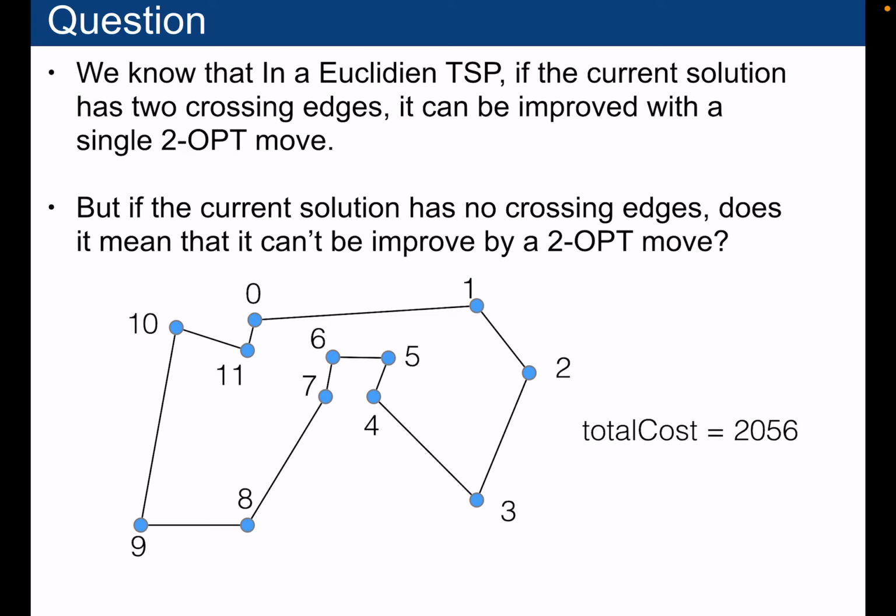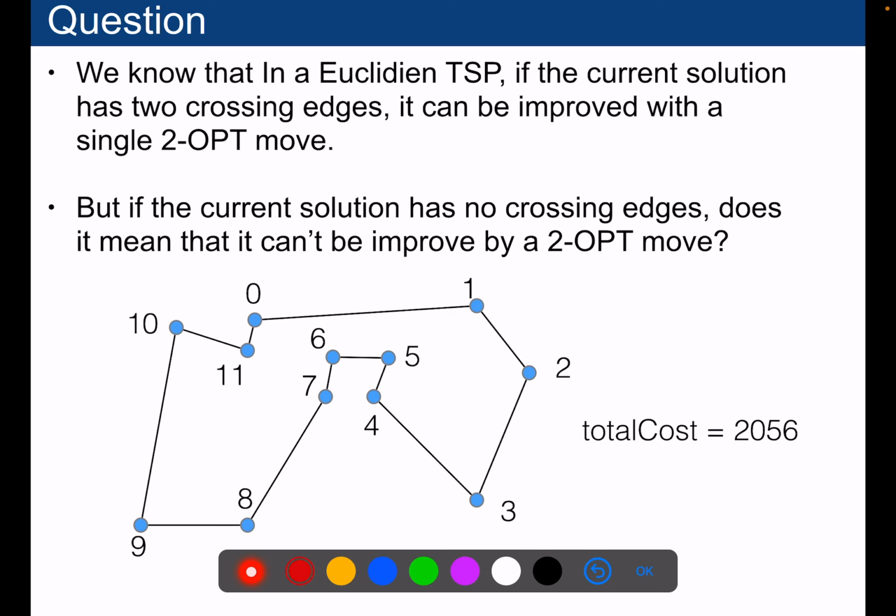Very small exercise about the Euclidean TSP, okay? That's a question that is very specific for the Euclidean TSP, but not all TSPs are Euclidean. If the current solution has no crossing edges, such as this one, you see that there are no crossing edges. The question that I ask you is, do you think that it could be improved by applying a single 2-opt move?